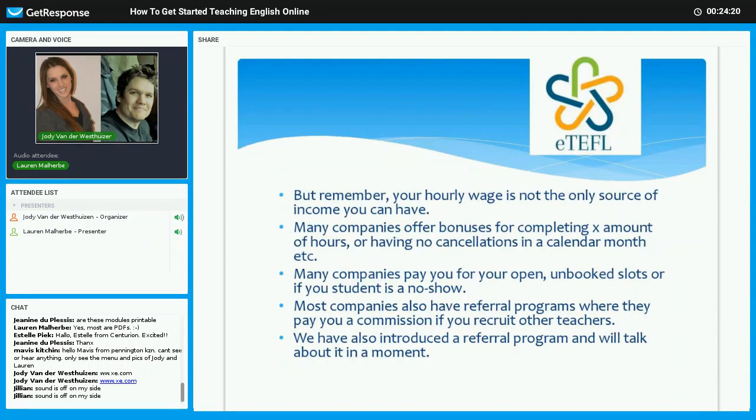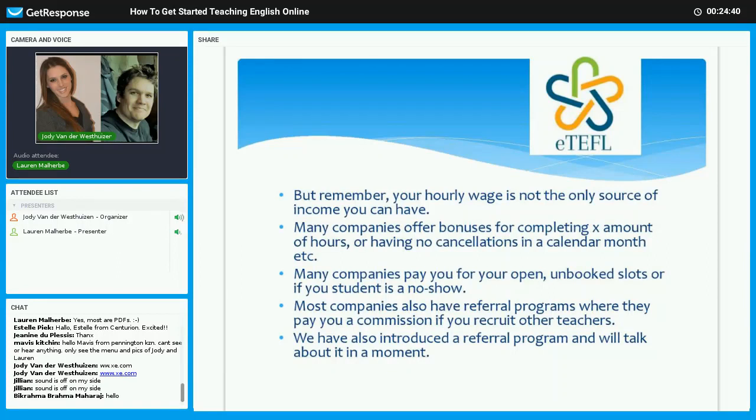At the beginning of every month or the end of every month, you open up your slots. You say, I'm available Monday, Wednesday, and Friday from these hours, all right? And it's the school's job to fill those slots for you with students. Some of them, if they cannot fill that slot, will pay you for it. They'll either pay you 50% or a fixed rate, or they'll pay you 100%. It depends on the company.